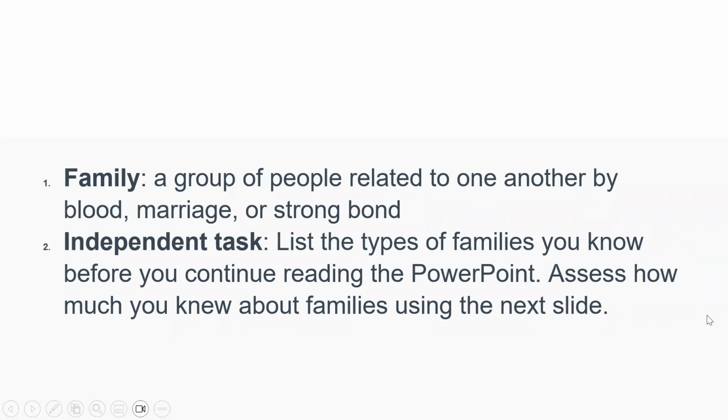Before we go any further, the first thing we need to do is to be able to define what a family is. So a family is a group of people related to one another by blood, marriage, or a strong bond.